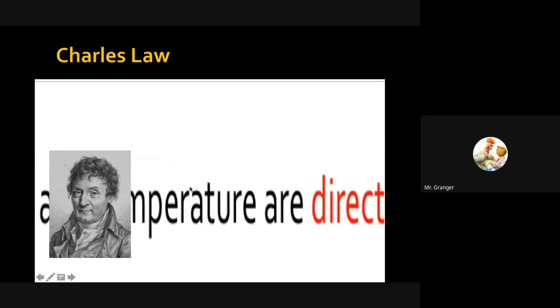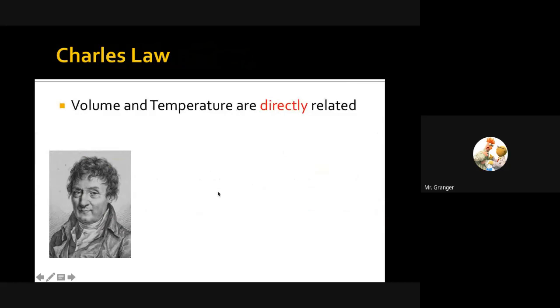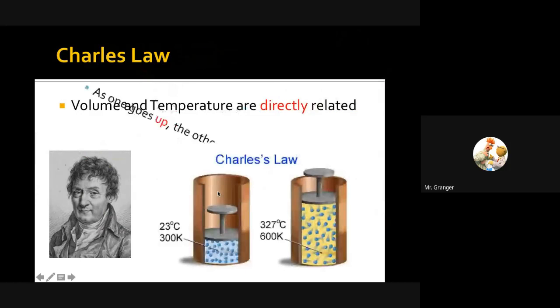Our next relationship deals with volume and temperature. Volume and temperature have a direct relationship. You can see as volume goes down, the temperature goes down. Okay, because in a direct relationship, they both go the same way. Volume goes down, temperature goes down. If volume goes up, temperature will go up. They both go the same direction, and you can see that represented here on our graphic or our image on the slide.